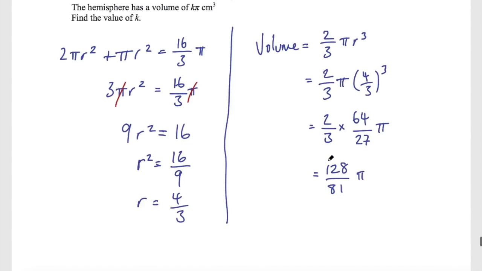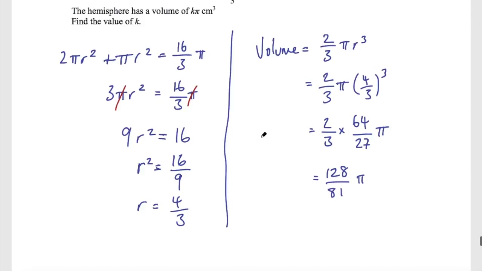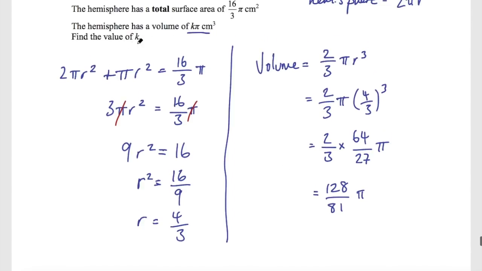And now we have it in the form of something times pi. And in this case, we're looking for that value before pi.